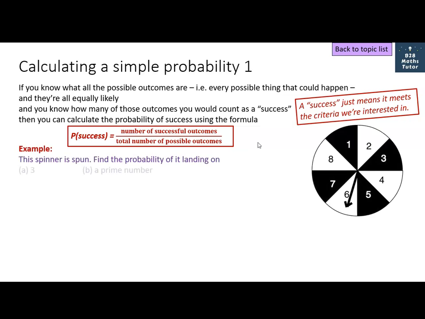So here's an example. You're spinning this spinner, and we're going to look at the probability of it landing on 3 and of it landing on a prime number. Have a think about it, see if you can work out the answers, and then press play to go through them.